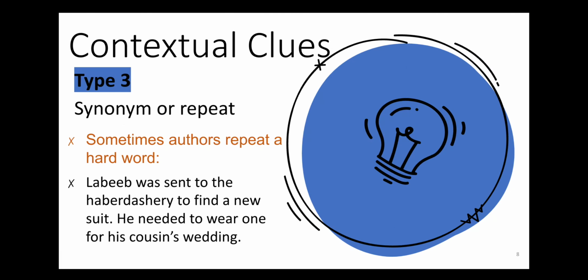Type number 3, synonym, or sometimes words are repeated or words having the similar meaning are repeated in near context. Sometimes authors repeat a difficult word. For example, Labeeb was sent to the haberdashery to find a new suit. So why did he go there? To buy a suit. It means this is a place where we can buy men's clothes. He needed to wear one for his cousin's wedding.